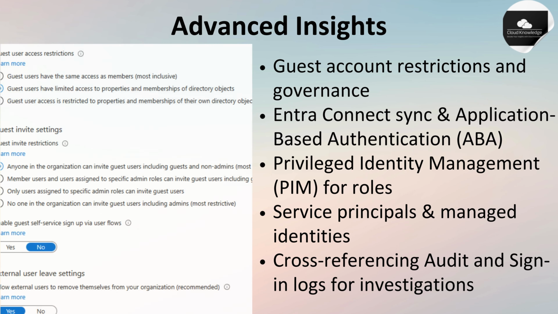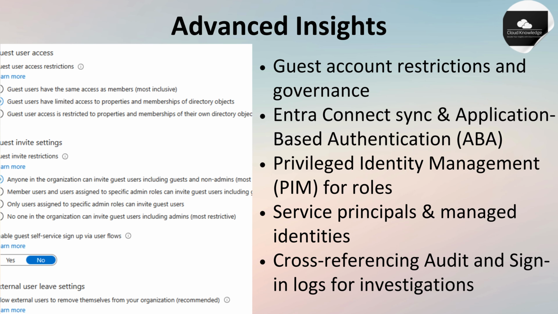Now we have advanced insights. First, the guest account restrictions: you can see what access the guest accounts have, who can invite guest users, and cross-check those kinds of settings. After that, we have Entra Connect Sync application-based authentication, ABA, which was recently provided by Microsoft itself. Privileged Identity Management roles, PIM, are there. And after that, we have service principal managed identities that we can use with any of the resources you want.